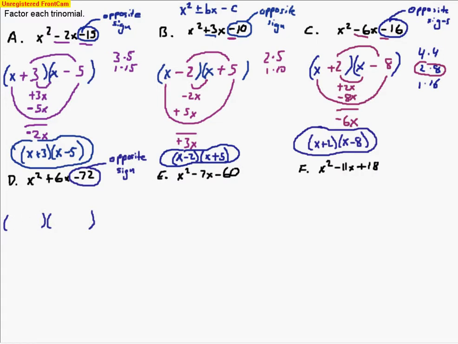So I draw in the two sets of parentheses. I've got x and x making x squared. Now we've got to start thinking about those factors of 72. Most people think of 8 times 9. But as you think about that, remember, opposite signs, that means to subtract. And those don't subtract to make 6, so I know that's not right.